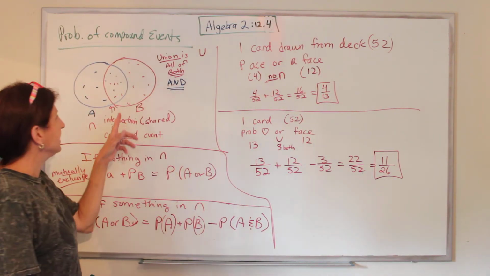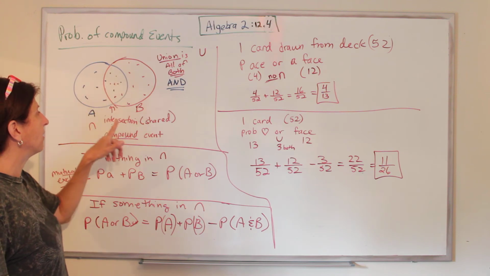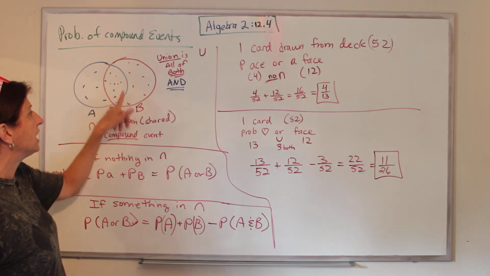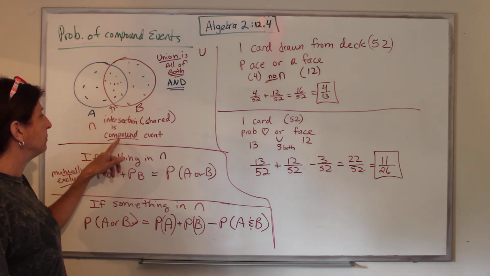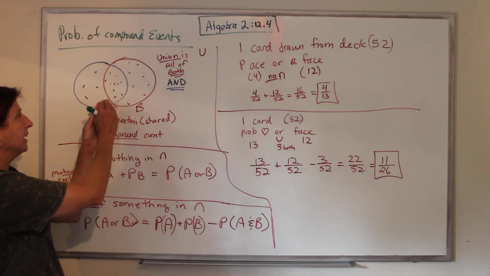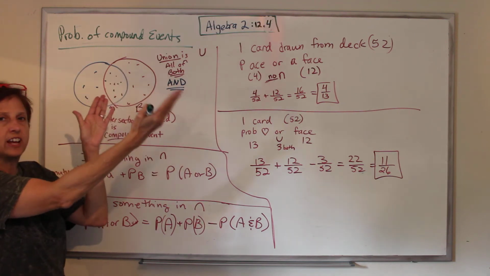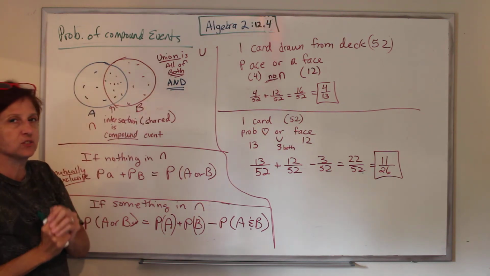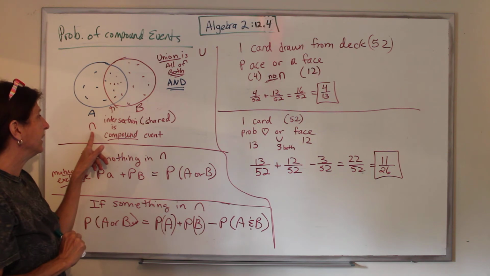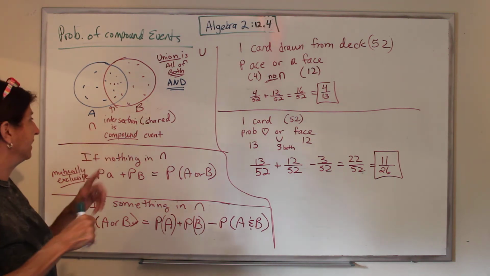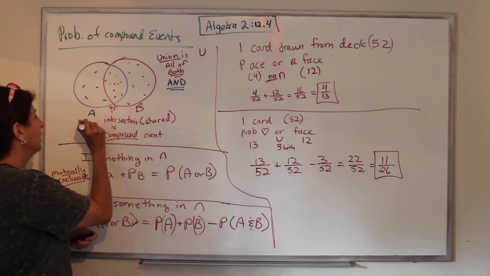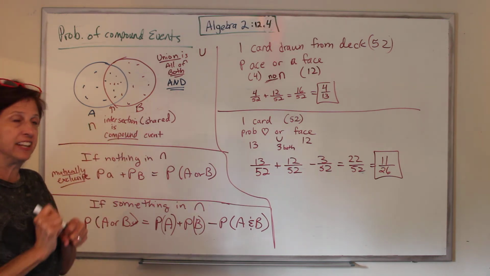Okay? This area in the middle is called the intersection. It's just what's in the middle. It's only what is shared. And it would be considered a compound event. It would have to fulfill the qualifications for B and the qualifications for A. And the symbol for intersection is the U upside down, which looks like an N. It looks a little like a lowercase n that you forgot the stem on.